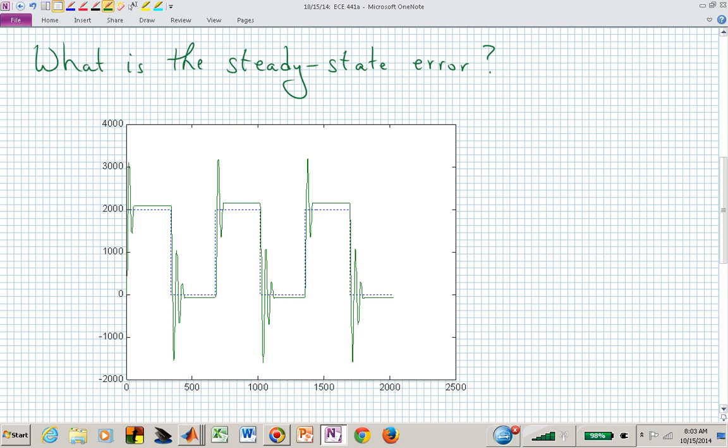Now, to get us started, what's the steady state error in this trajectory or in this system? This is actually one of the responses from the lab. This is spring 1 mass 4 that I generated a few weeks ago. What's the steady state error? The green line minus the blue dashed line, right? And what do you mean by that?